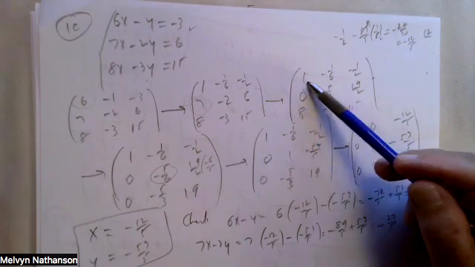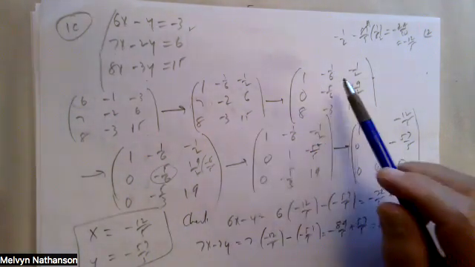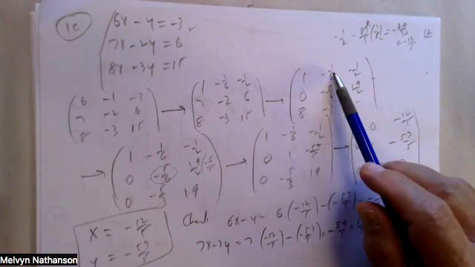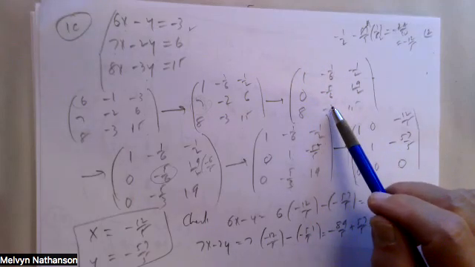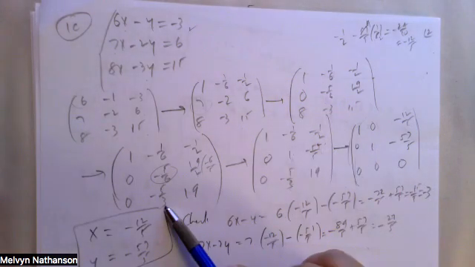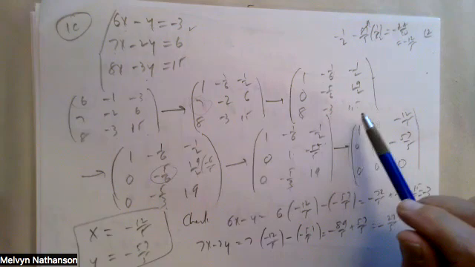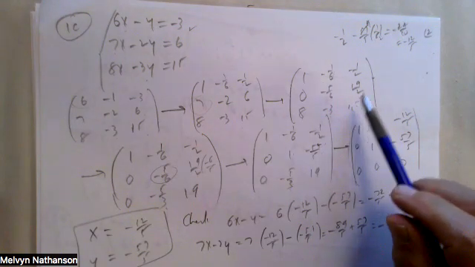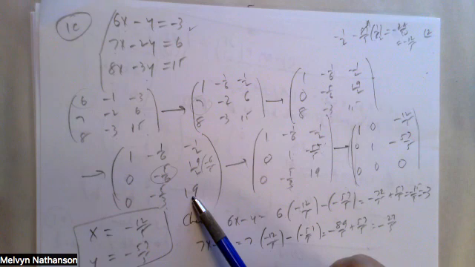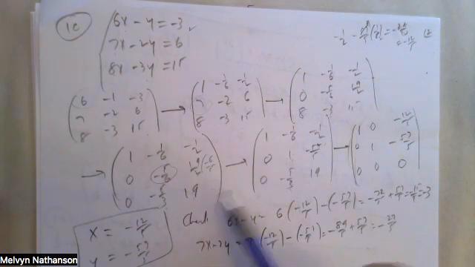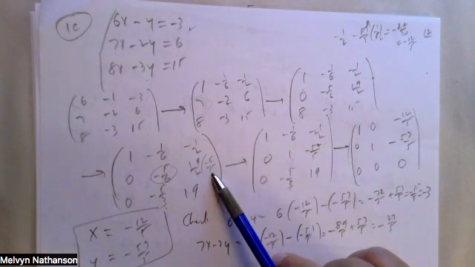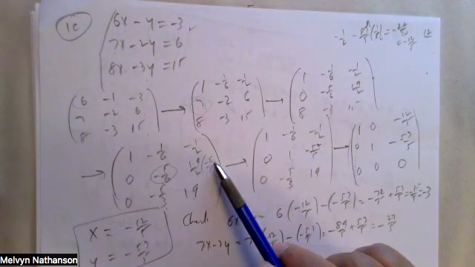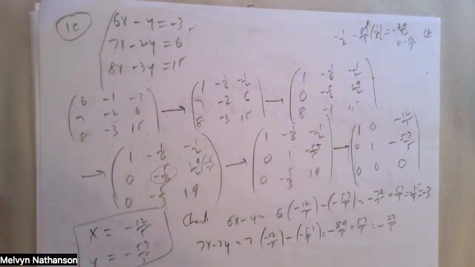I take third row minus 8 times the first row. So 8 minus 8 over 6 is 4 over 3. So this is minus 3 plus 4/3. Minus 3 is minus 9/3 plus 4/3 is minus 5/3. That looks okay. And 15 plus 4 is 19. That looks okay. Then I multiply the second row by minus 6 over 5. That's minus 57 over 5. That looks okay.